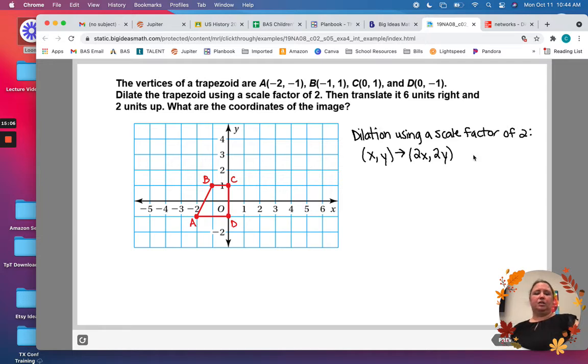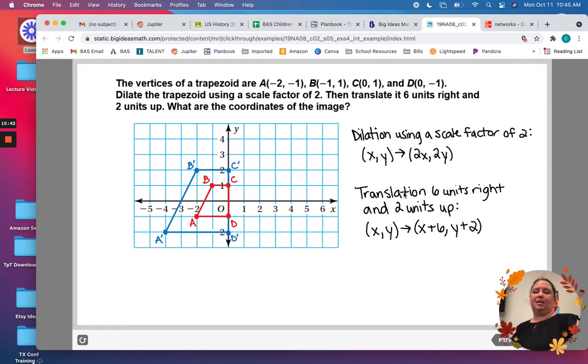Okay, here we go. So dilation, we're multiplying every point by 2, right? Yes. So A, oh, they're sketching it. A is -4, -2. B would be -2, 2. C would be 0, 2. And D would be 0, -2. You can see that they've sketched it. I would just do the math over here because we're going to translate it now.